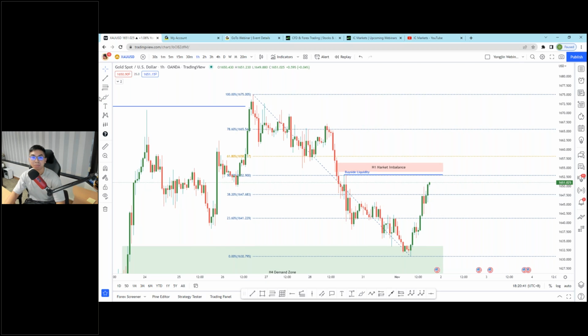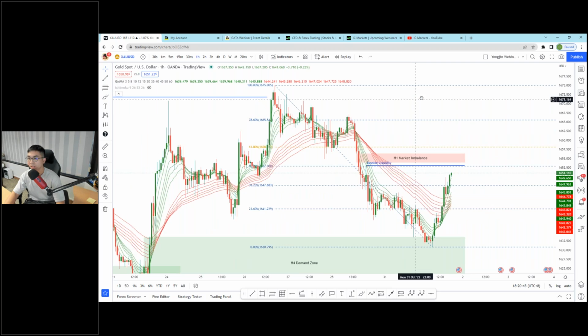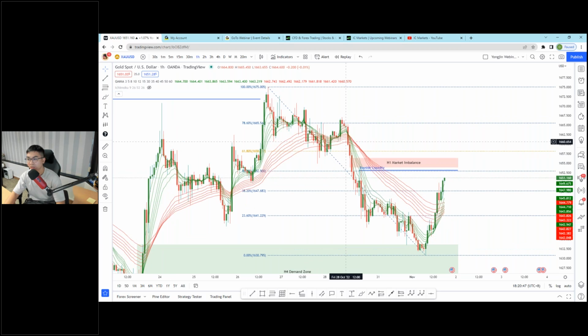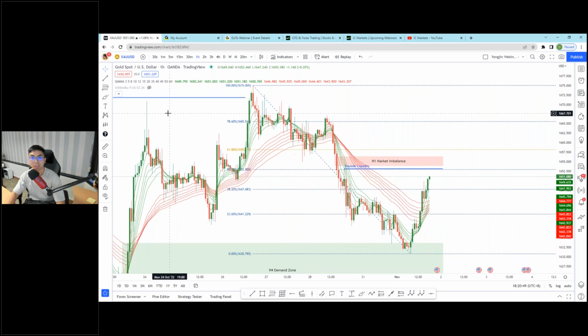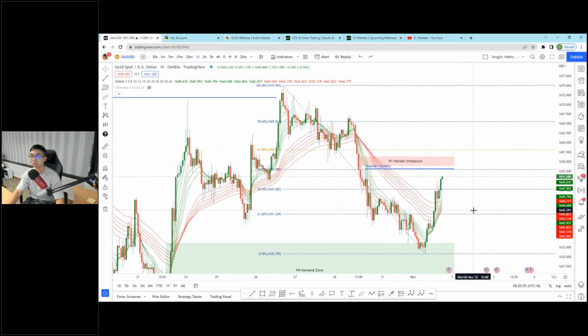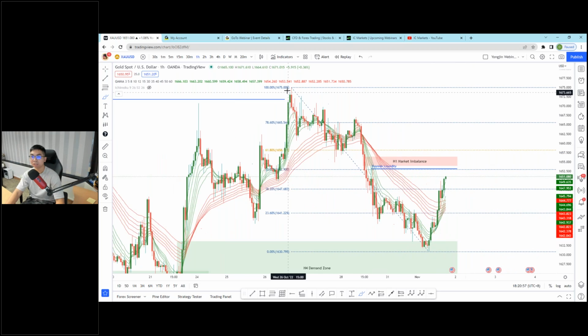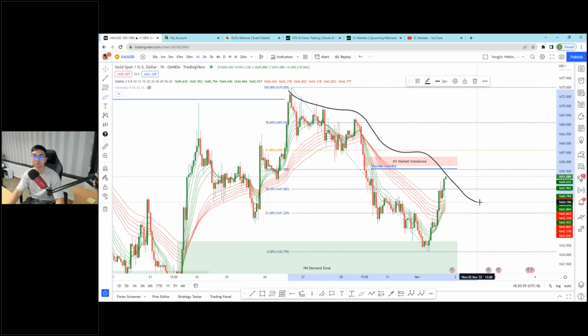So maybe we can use the indicator, the GMMA, and take a look. Price nicely crossed, so we are doing a crossover now, a crossover to the bullish market side. I'm not sure how long this will last because on the H1 we are currently in a bearish trend, and on the H4 also we are in a bearish trend.